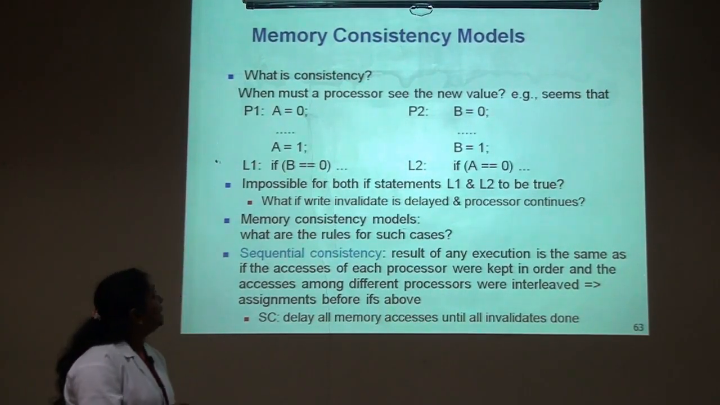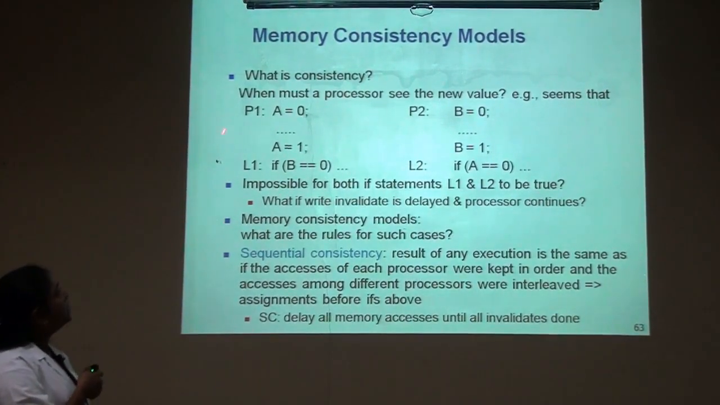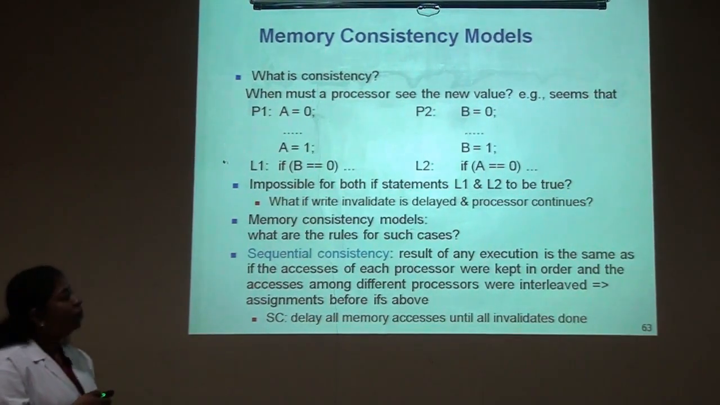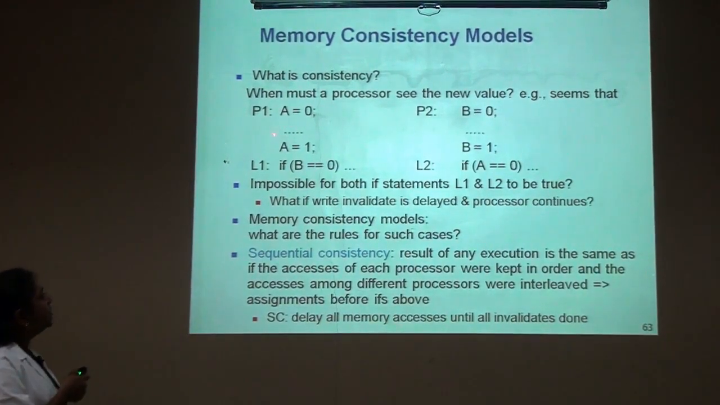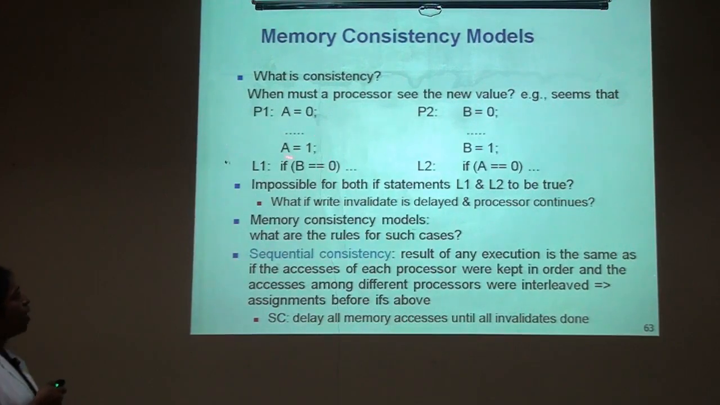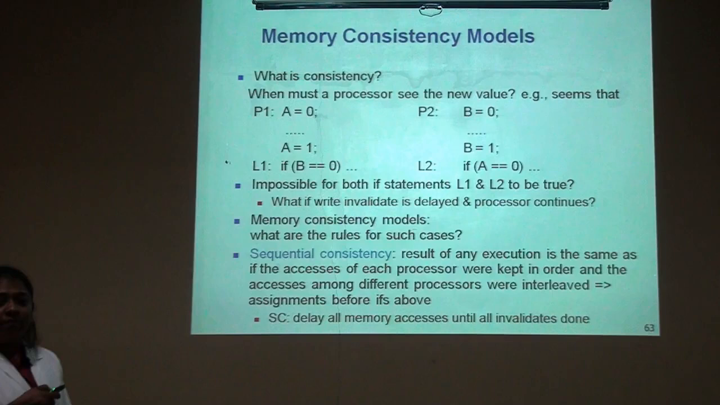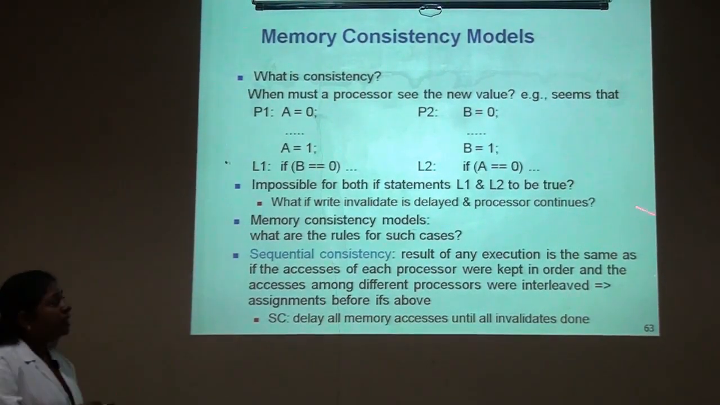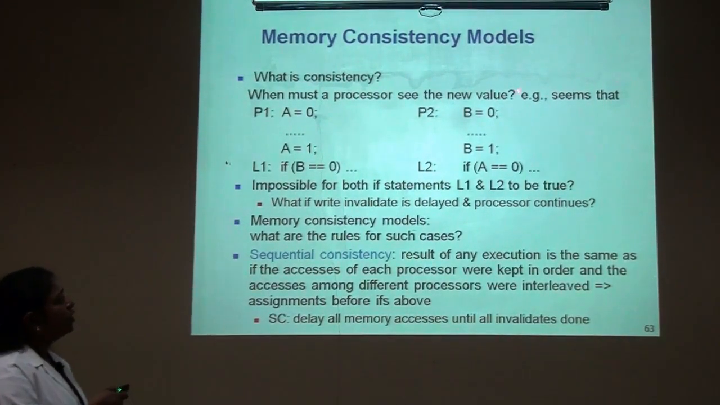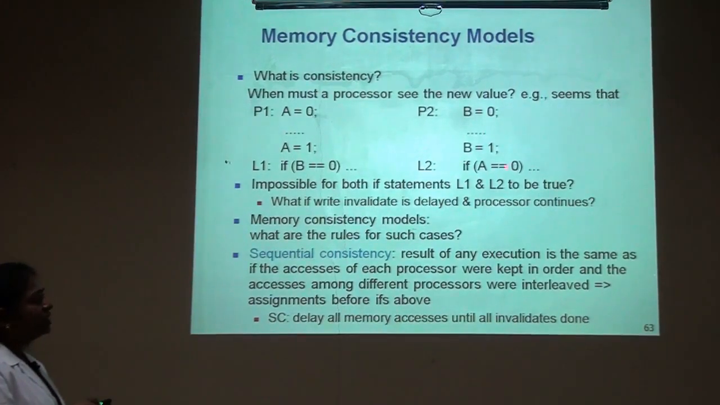In consistency, for example, this is the processor P1 and this is the processor P2. The processor issues the values A is equal to 0 and A is equal to 1, and here we are giving B is equal to 0. The same A value and B value can also be used by the processor P2: B is equal to 0, B is equal to 1 if A is equal to 0.